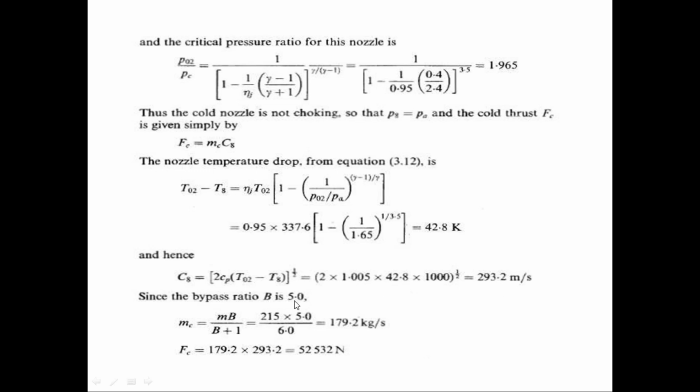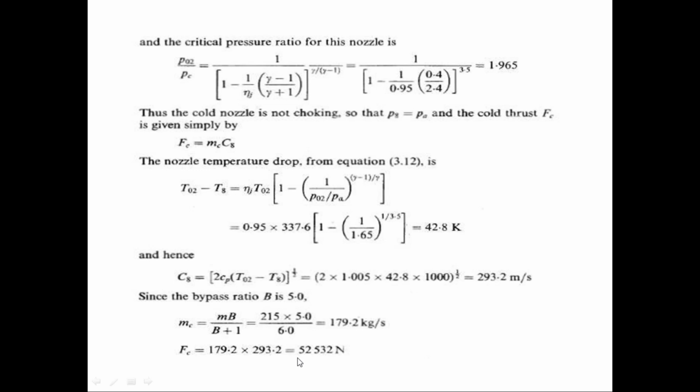Since the bypass ratio B is 5, you can find out the value of the mass flow rate at the cold side, which is M times B divided by B plus 1, where B is the bypass ratio. So this is 215 times 5 divided by 6. Okay. So mass flow rate at the cold side is 179.2 kg per second. So the fan thrust at the cold side is 179.2 times 293.2.